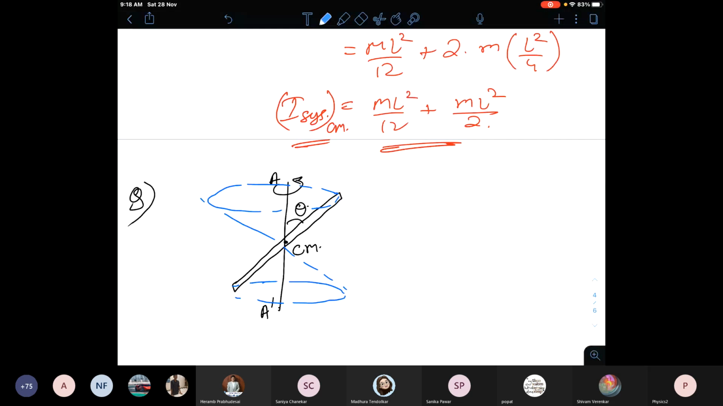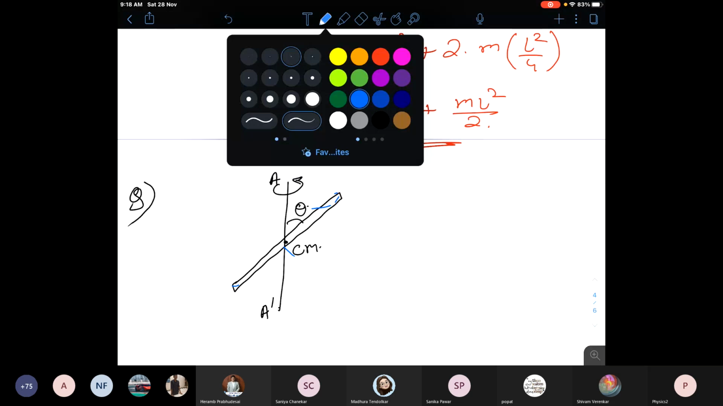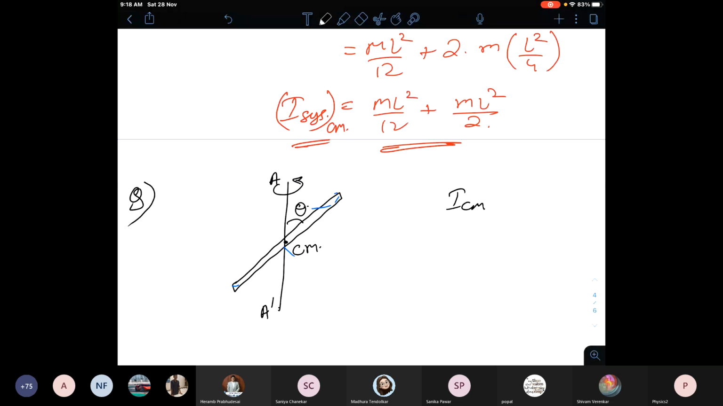So if it is rotating like this, what is the moment of inertia of the system we have to calculate? What is ICM in this situation? Because still the axis is passing through the center of mass only, so I cannot say it is something different. It is still the moment of inertia about the center of mass of the rod. So I cannot do anything about that, but we can calculate how.